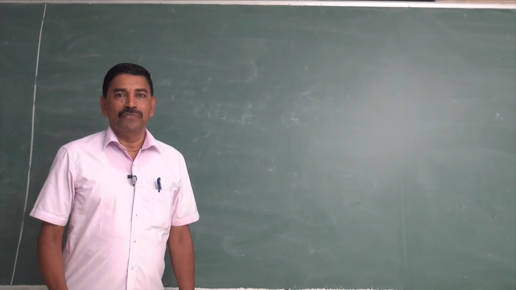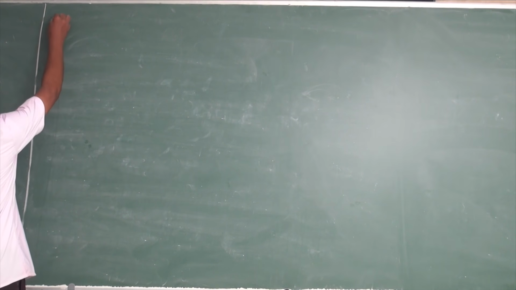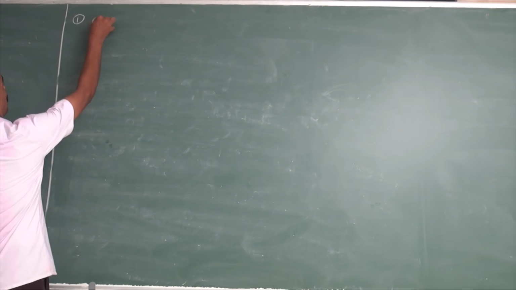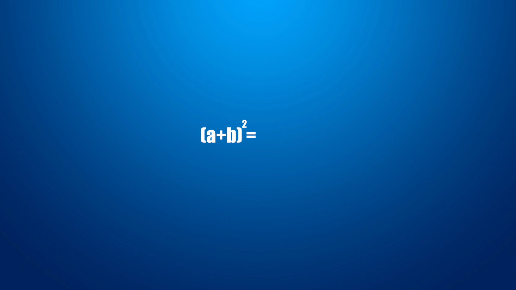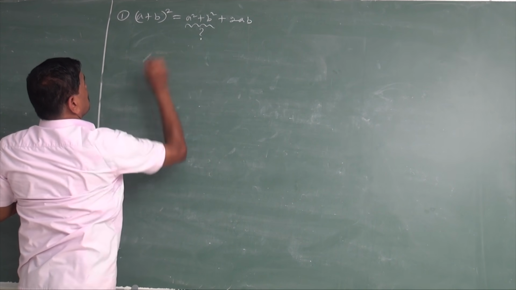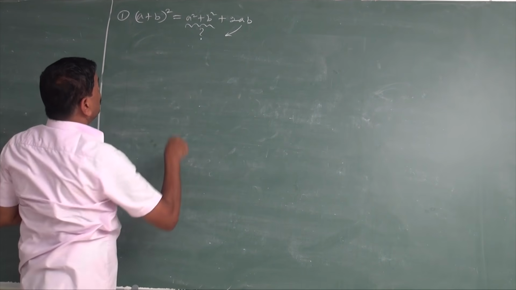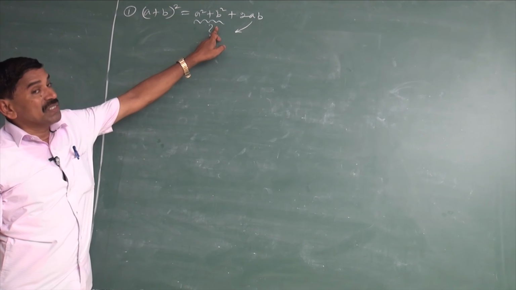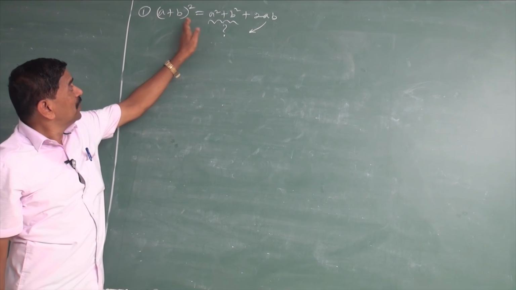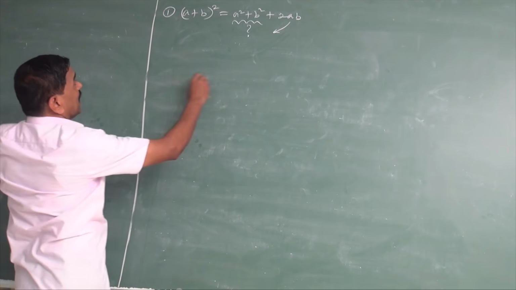Listen children, before learning this chapter we need some basic algebraic formulas. Listen, the first one, we know that a familiar formula, a plus b the whole square equal to a square plus b square plus 2ab. Now I want to make a square plus b square equal to something. Okay, what is a square plus b square? Bring 2ab to left side, we get a square plus b square equal to a plus b the whole square minus 2ab. That's the idea.